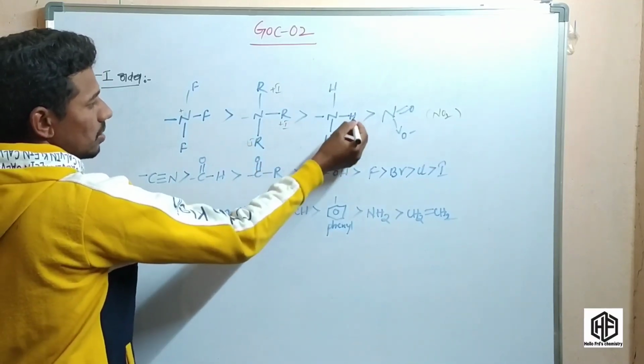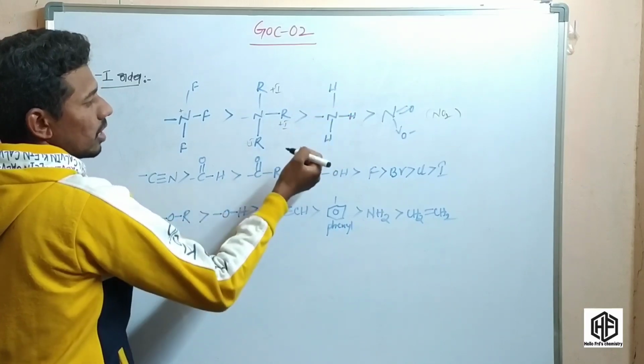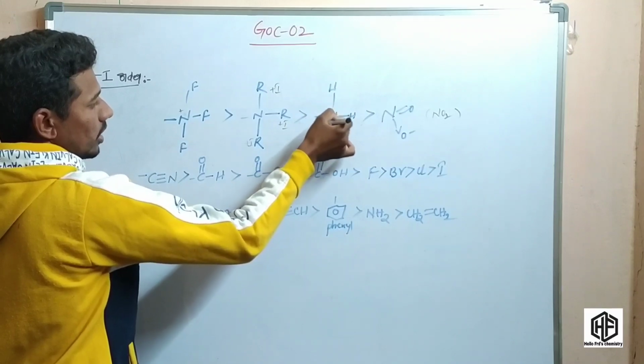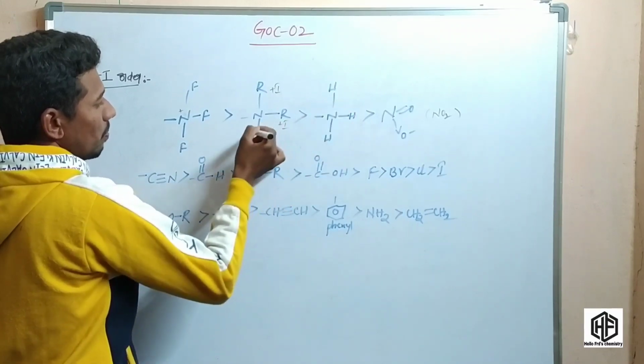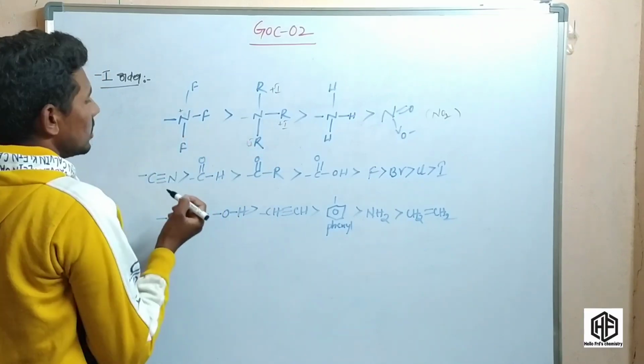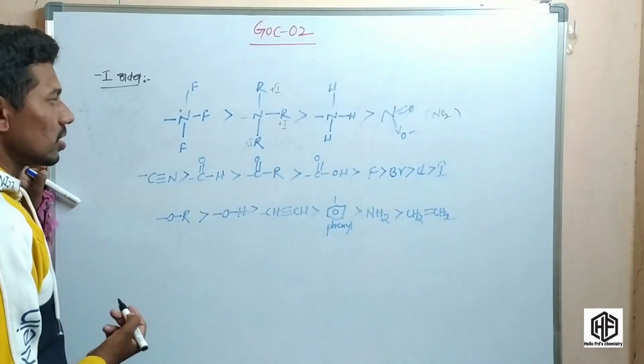These are simple hydrogens, which cannot give electrons to the neighboring atom. So this has less electron density compared to the other compound. But in the order, NR3 has a higher minus I order compared to NH3. What is the reason here?